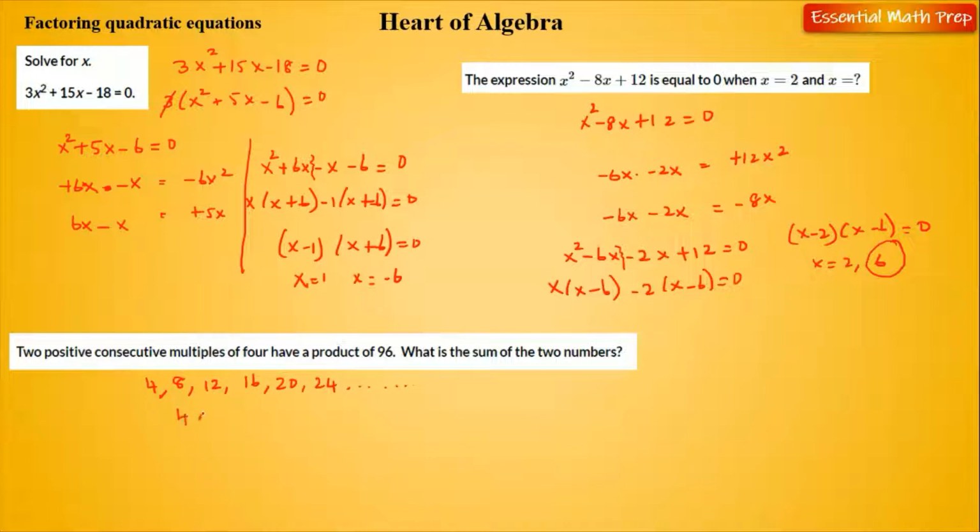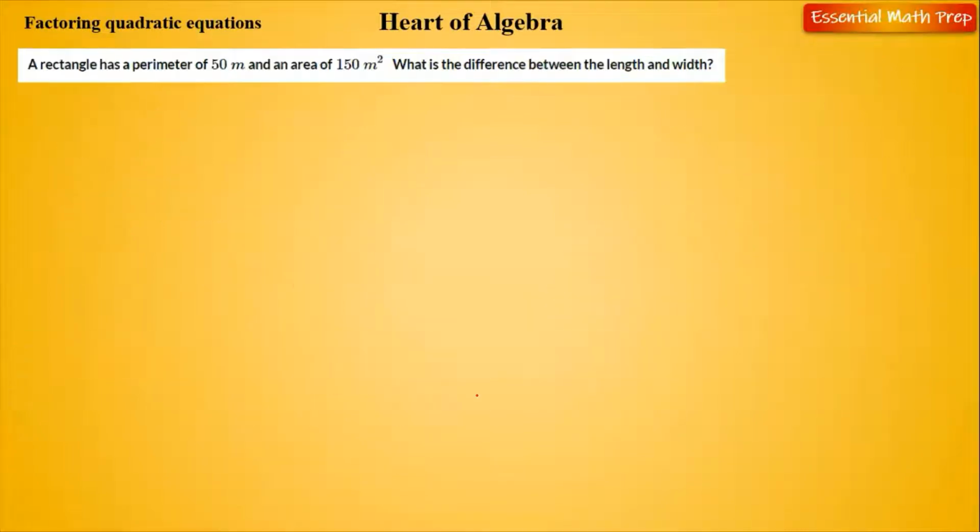4 times 8 is 32. 8 times 12, I believe, is 96. So that is 96. It's correct. So we need to add the two numbers. So 8 plus 12 equals 20. That is it. So let's go ahead and solve the next problem.